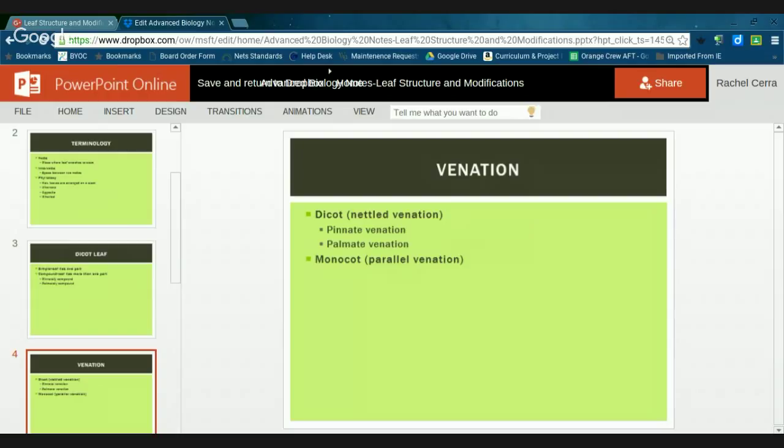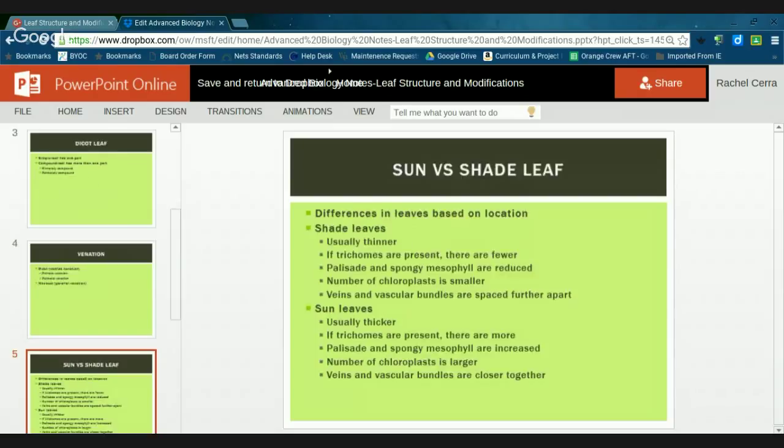So that kind of takes care of your leaf orientation. We're going to talk really quick about sun and shade leaves because they're a little bit different. So they're based obviously on their location on the plant.